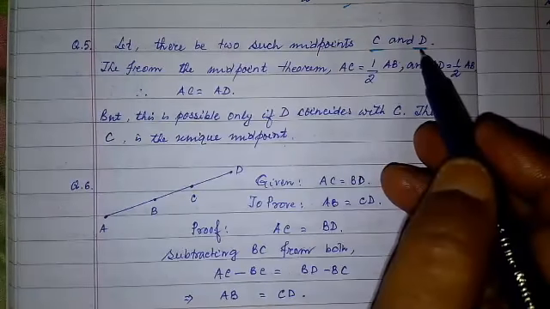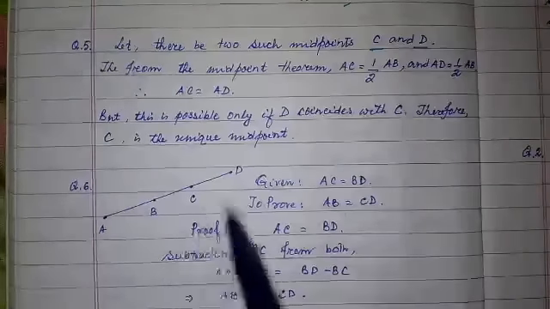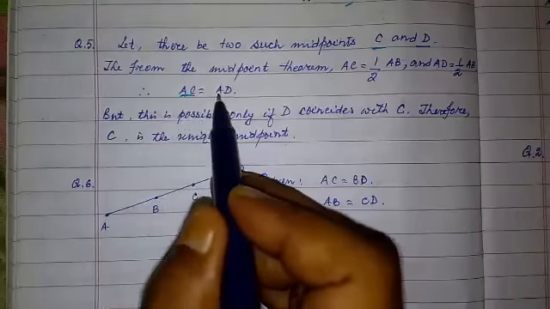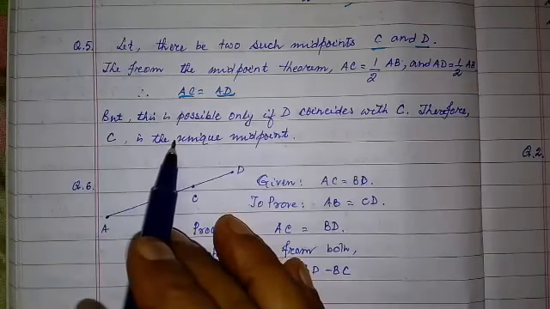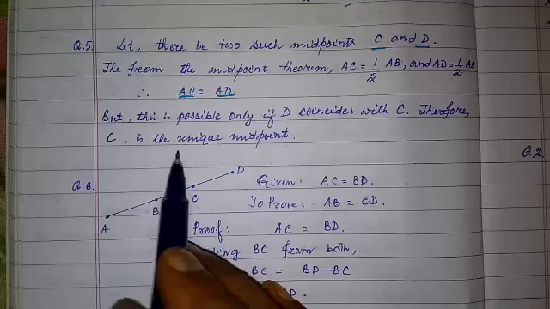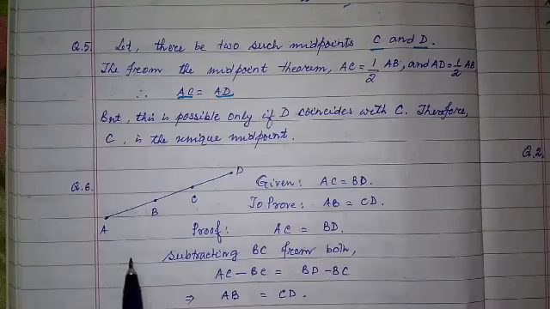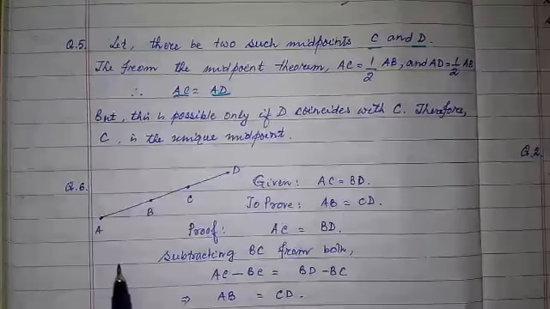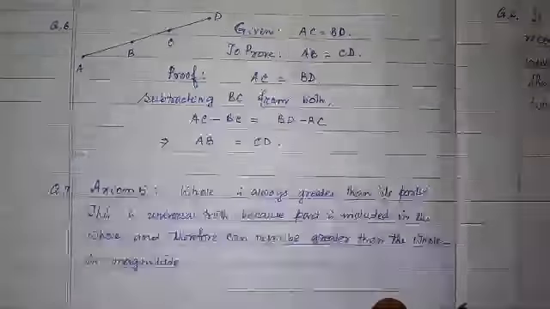And D is also the midpoint of AB. Then AD is equal to AB by 2. Then AC and AD both are equal to AB by 2. That is AC is equal to AD. This is only possible if C and D coincide. That is, C and D are not two distinct points. They are the same point with two different names. Therefore, C is the unique midpoint.